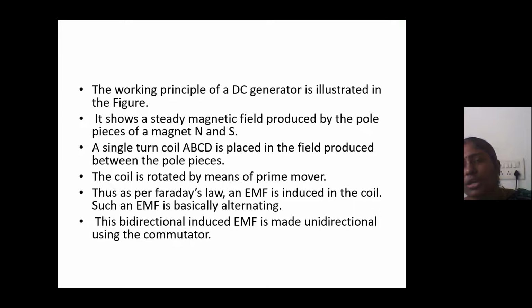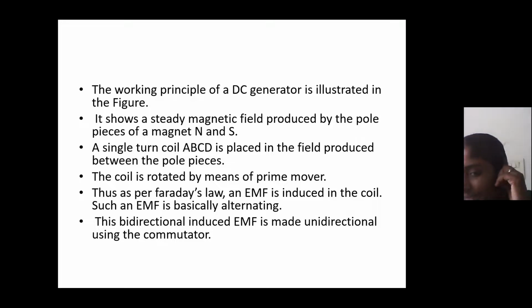There are various types of mechanical energy, right? Rotation, push, pull, or force. These are all mechanical energy. Any one form of mechanical energy is given as input to the generator. So here the mechanical energy input is the rotation. The coil is rotated by means of a prime mover. That rotation is called mechanical energy, which is input to the generator.